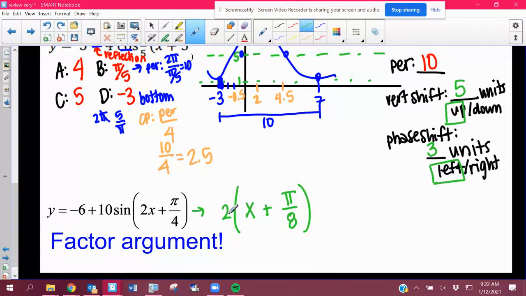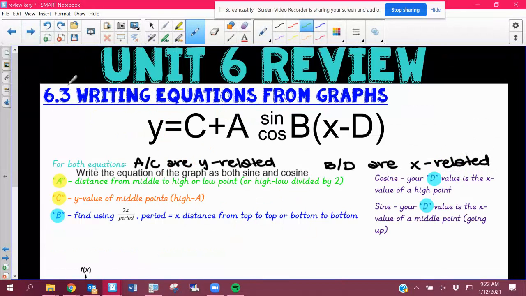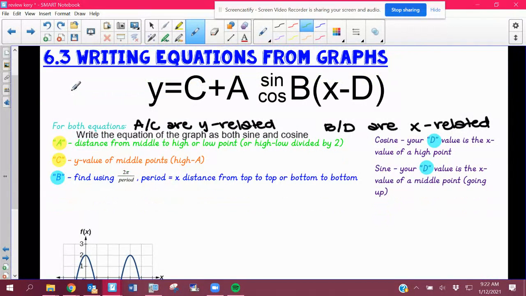And again, if I was to distribute back in, I should get the same thing that this started with, that was printed on the paper. So 2 times pi over 8 would get me pi over 4. Okay, again, you have to factor before you start, otherwise you will miss your phase shift. So that's generally graphing. Let's go backwards. If you're writing equations from a graph, for some reason, a lot of people think that this is a little bit more simple. Great, awesome.